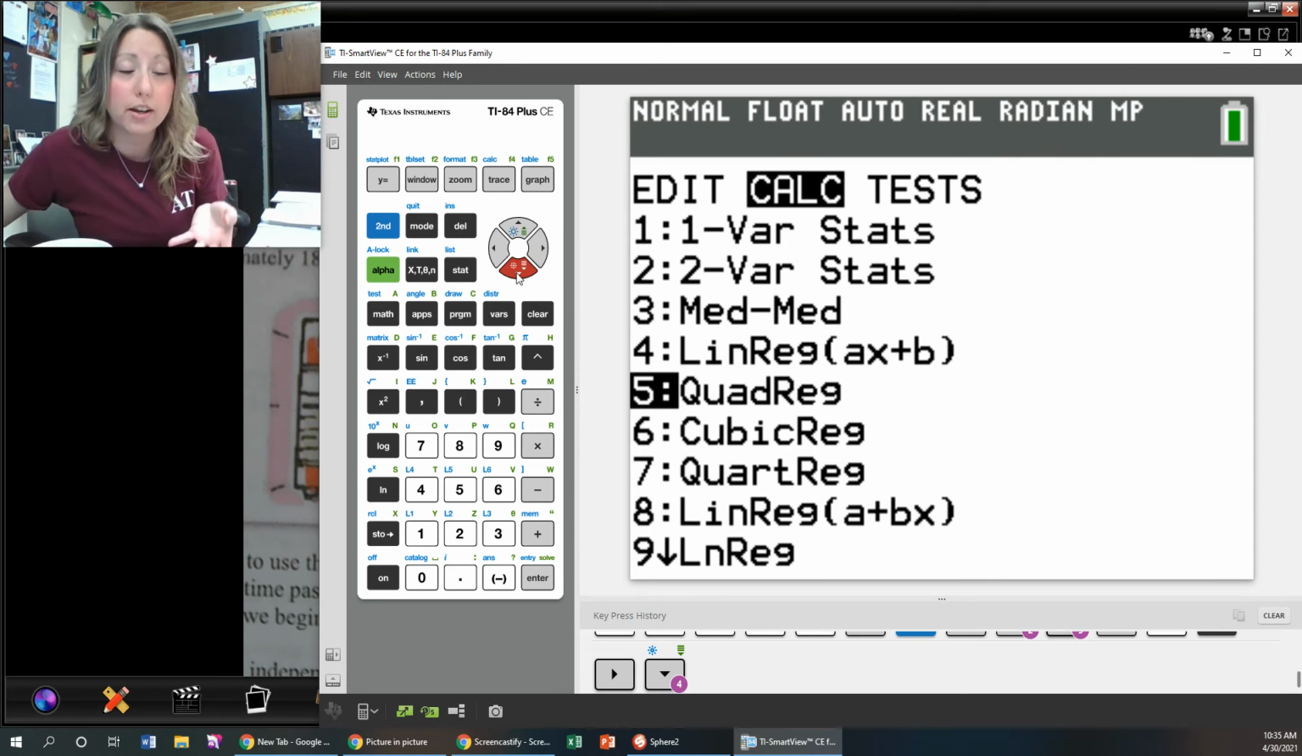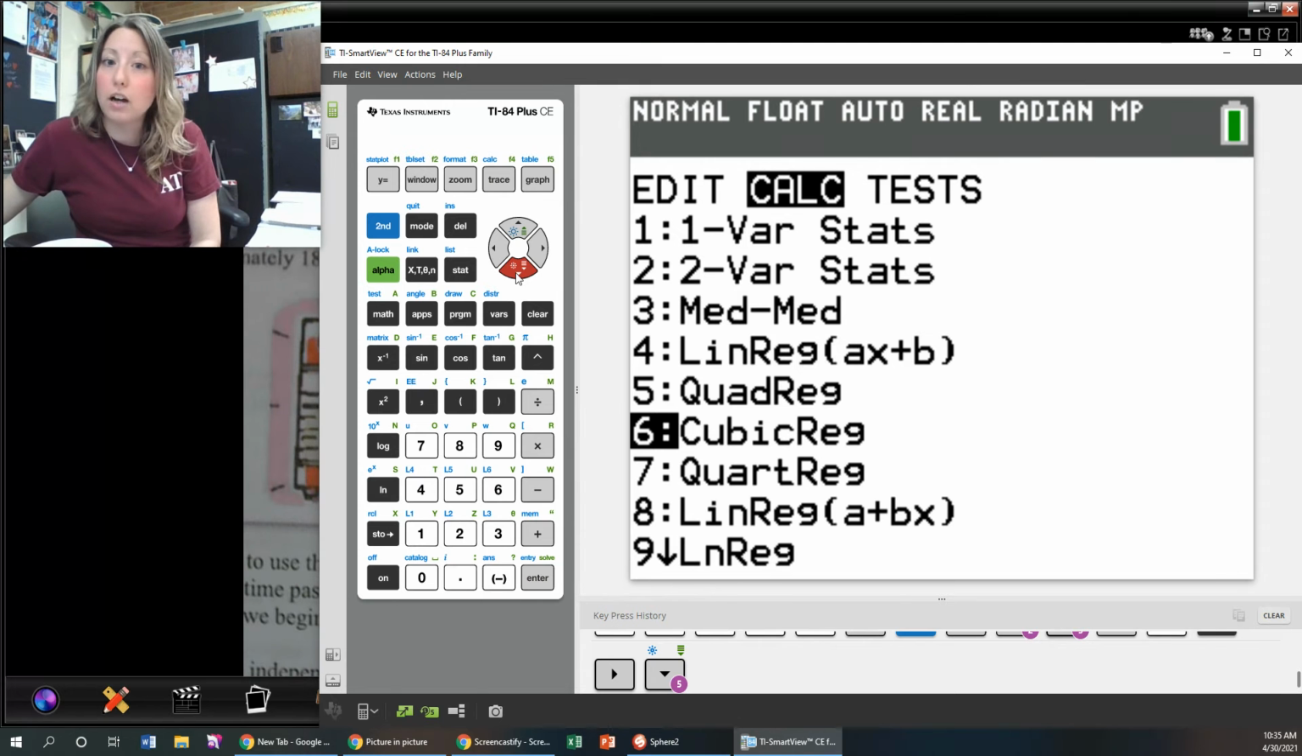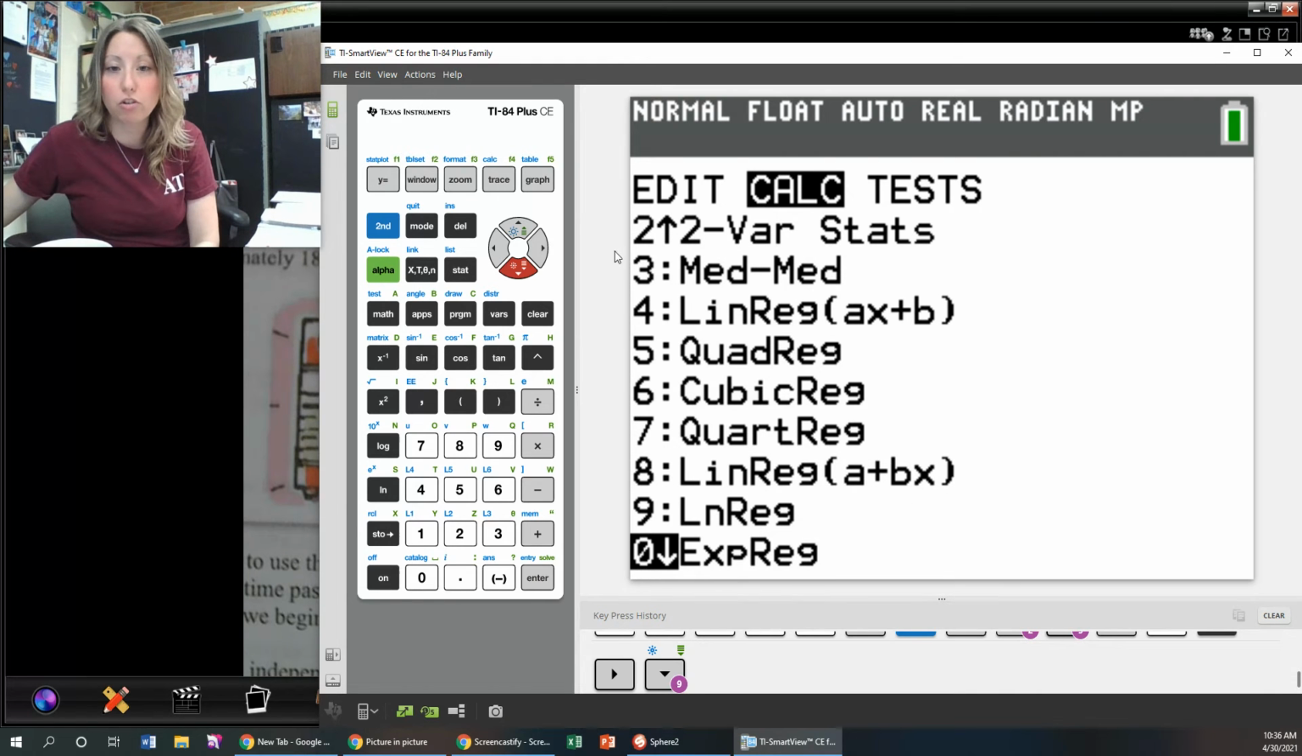It did not look like a quadratic. It's not a U shape. It did not look like a cubic. It wasn't like that vertical snake. Does not look like a quartic. Linear regression, we already knew. LN is actually a logarithmic regression, an exponential type regression, but not the same direction we're looking for. We want 0, exponential regression.